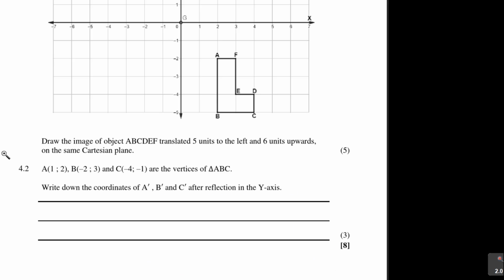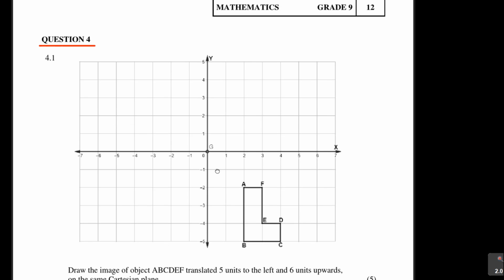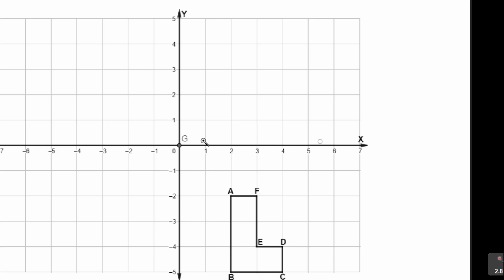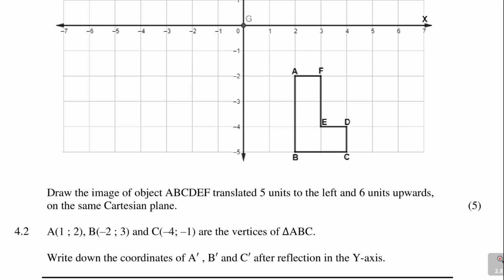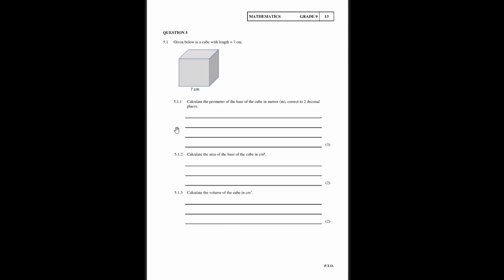So we're going to start with this transformation here and do all of question number 4. We'll look at this transformation. That's what we're going to look at. And then we go on to look at question number 5. This is more of space and shapes. We call it mensuration, space and shape.